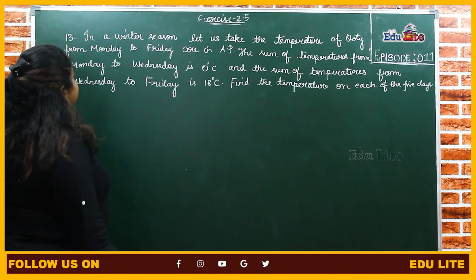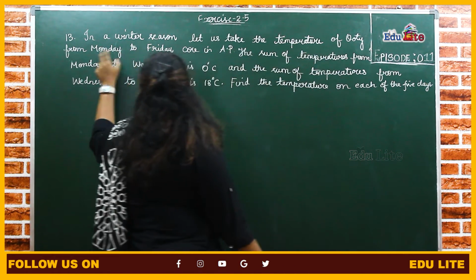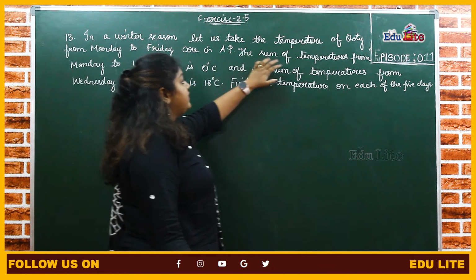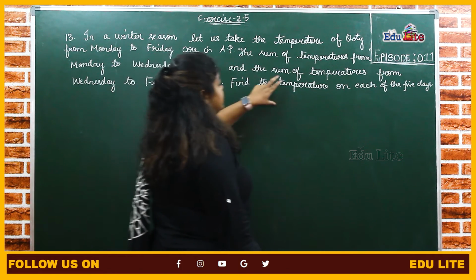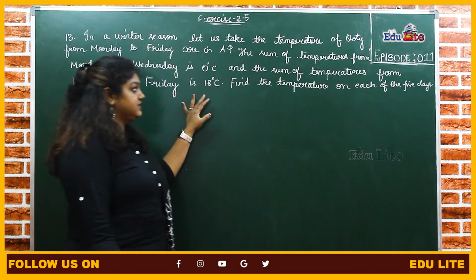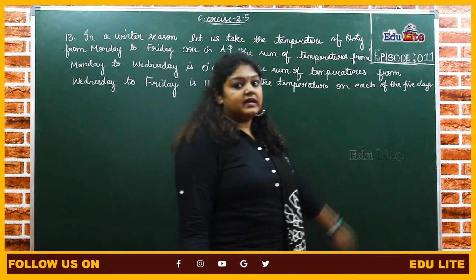13th problem: in a winter season, let us take the temperatures of Ooty from Monday to Friday to be in AP. The sum of the temperatures from Monday to Wednesday is 0 degrees Celsius and the sum of temperatures from Wednesday to Friday is 18 degrees Celsius. We need to find the temperature for each of the 5 days.